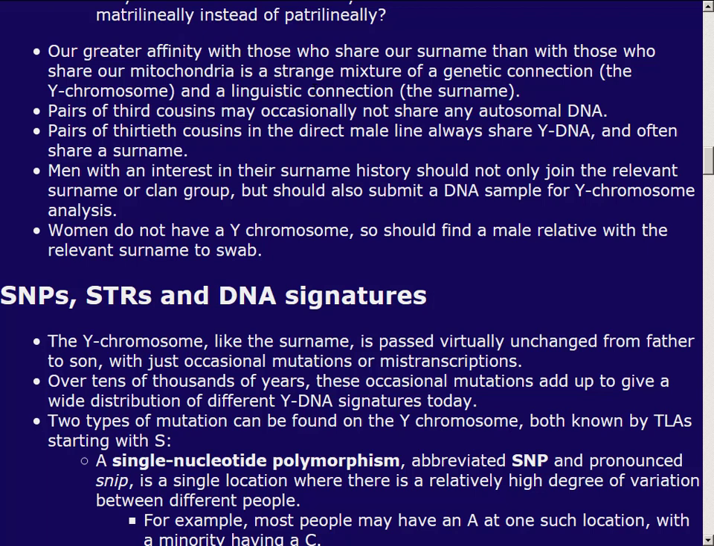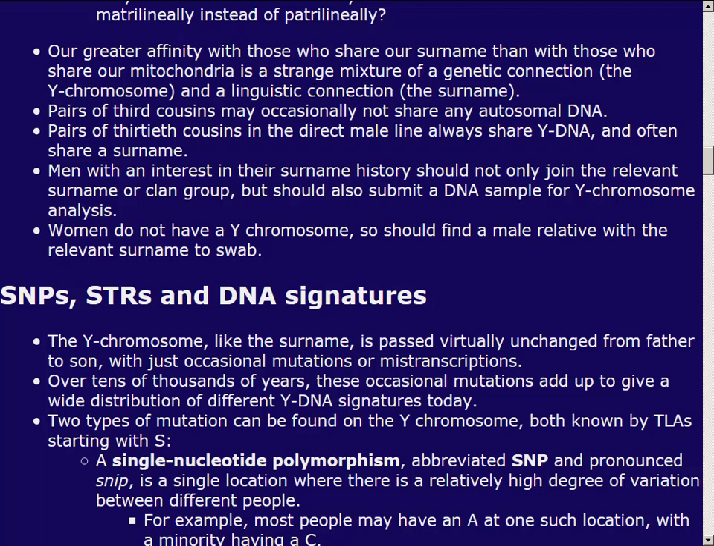You may find you have a third cousin with whom you share no autosomal DNA. About 90% of pairs of third cousins share autosomal DNA. Only about 10% of pairs of fifth cousins share autosomal DNA. Certainly when you go out to 30th cousins, there'll be no recognizable autosomal DNA in common because it recombines in every generation. The fathers and the mothers get shuffled together.